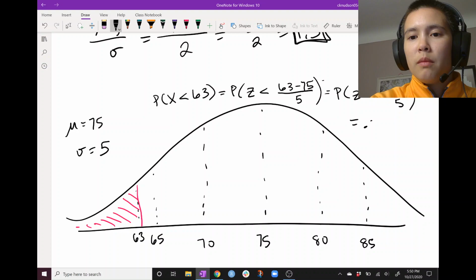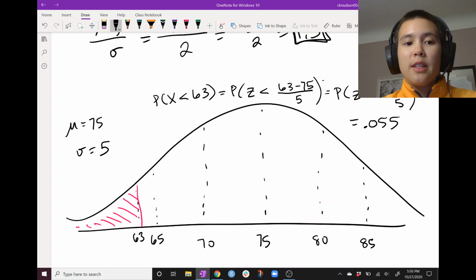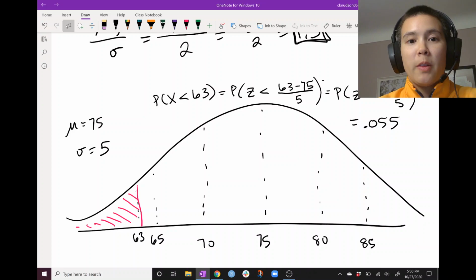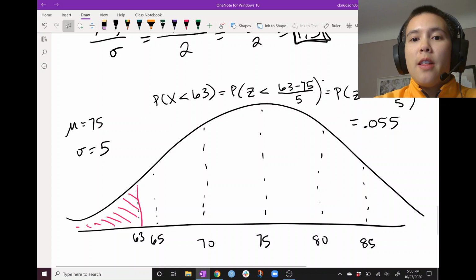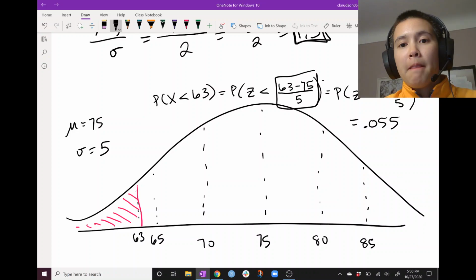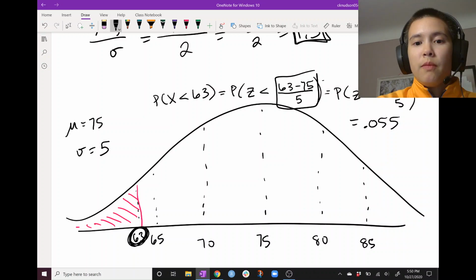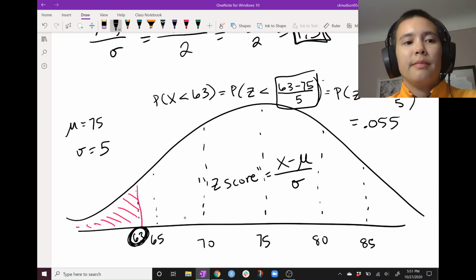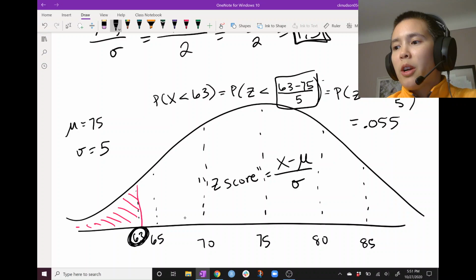So about 5.5% of students will need to do some extra work because they earned a 63 or lower on their exam. Okay, so lots of times you'll hear this called the Z-score, and that just means it's your original cutoff here minus mu divided by sigma. That's what's called your Z-score. All right. In future videos, you'll get some more practice using these.